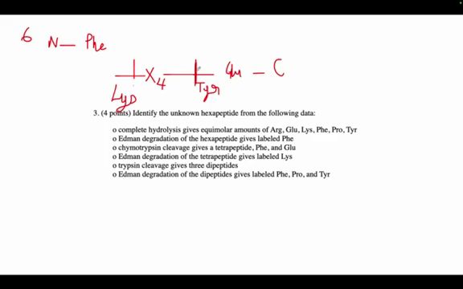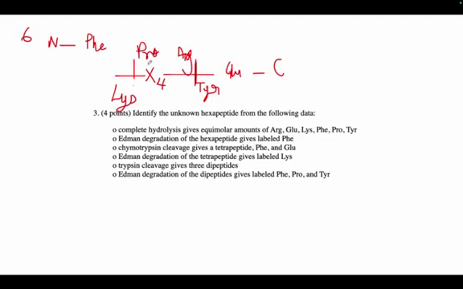Since trypsin is cleaving before the tyrosine, the amino acid present here must be positively charged. So this must be arginine. And therefore, the amino acid over here following lysine must be proline, which is how the Edman degradation will give labeled proline, because it's the N-terminus amino acid of this dipeptide.